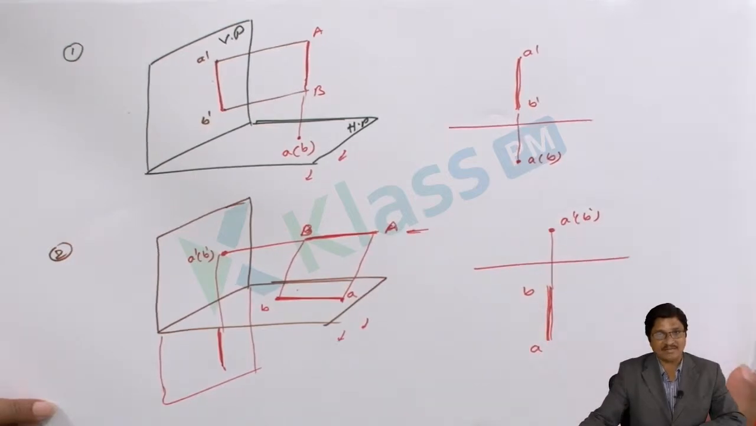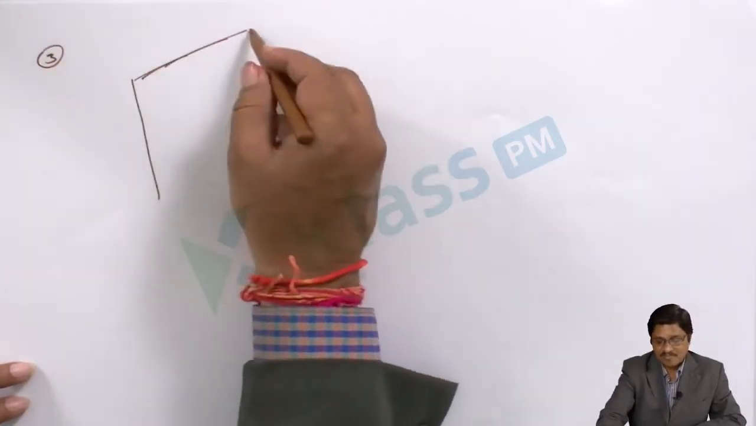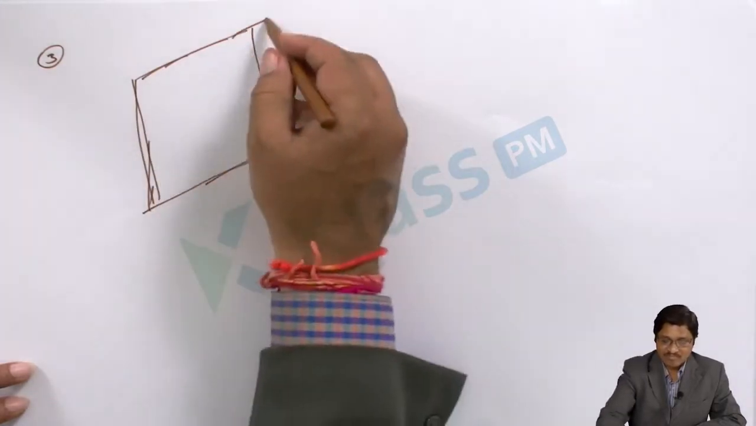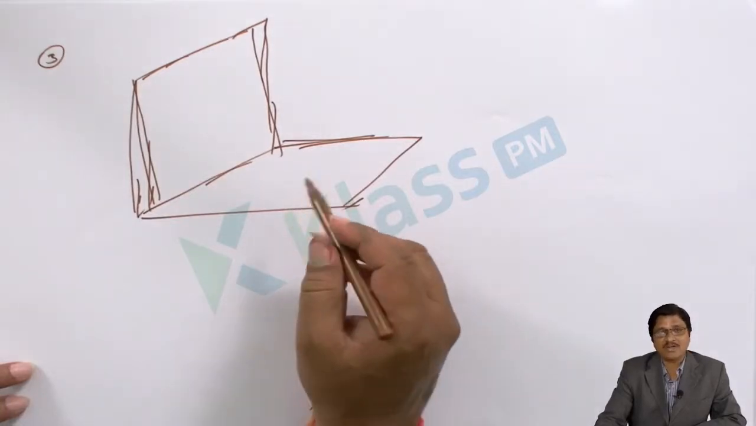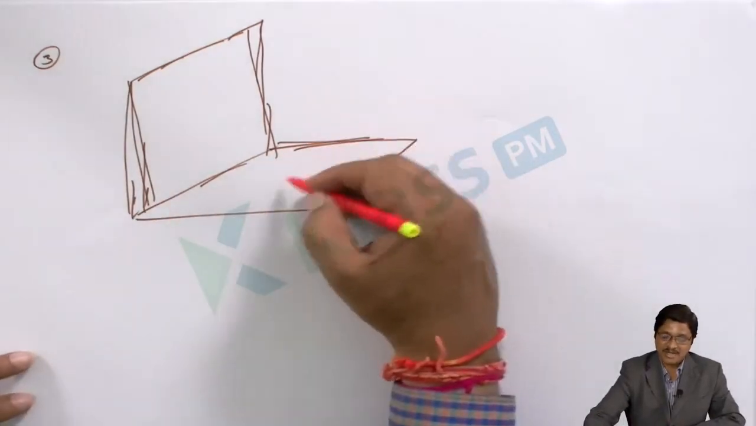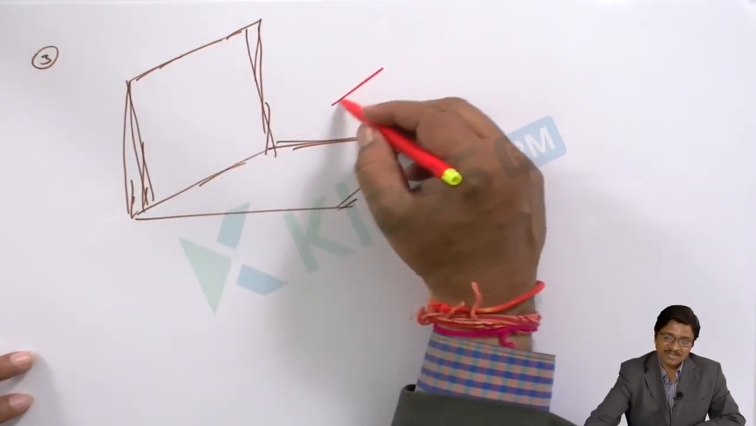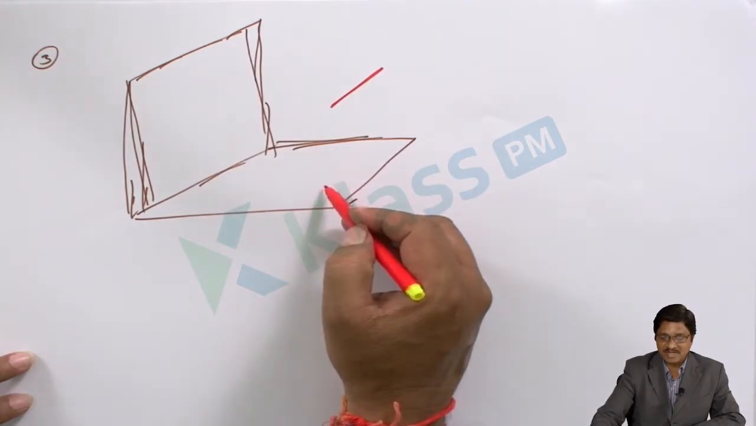This is the second one. Third position: in the third one, how is the line to be placed? Parallel to both the planes. It has to be kept parallel to HP and parallel to VP. So this is the orientation. With respect to this plane it is parallel, and with respect to this plane also parallel.